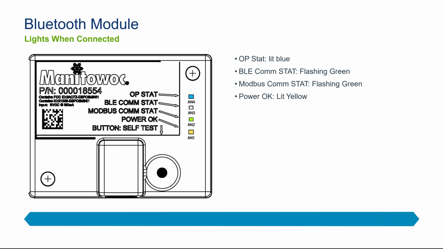Once that Bluetooth module has connected, you will see a change here. That op stat light will change to blue from green. The BLE ComStat and Modbus ComStat lights will flash green, and the Power OK light will still be lit yellow.